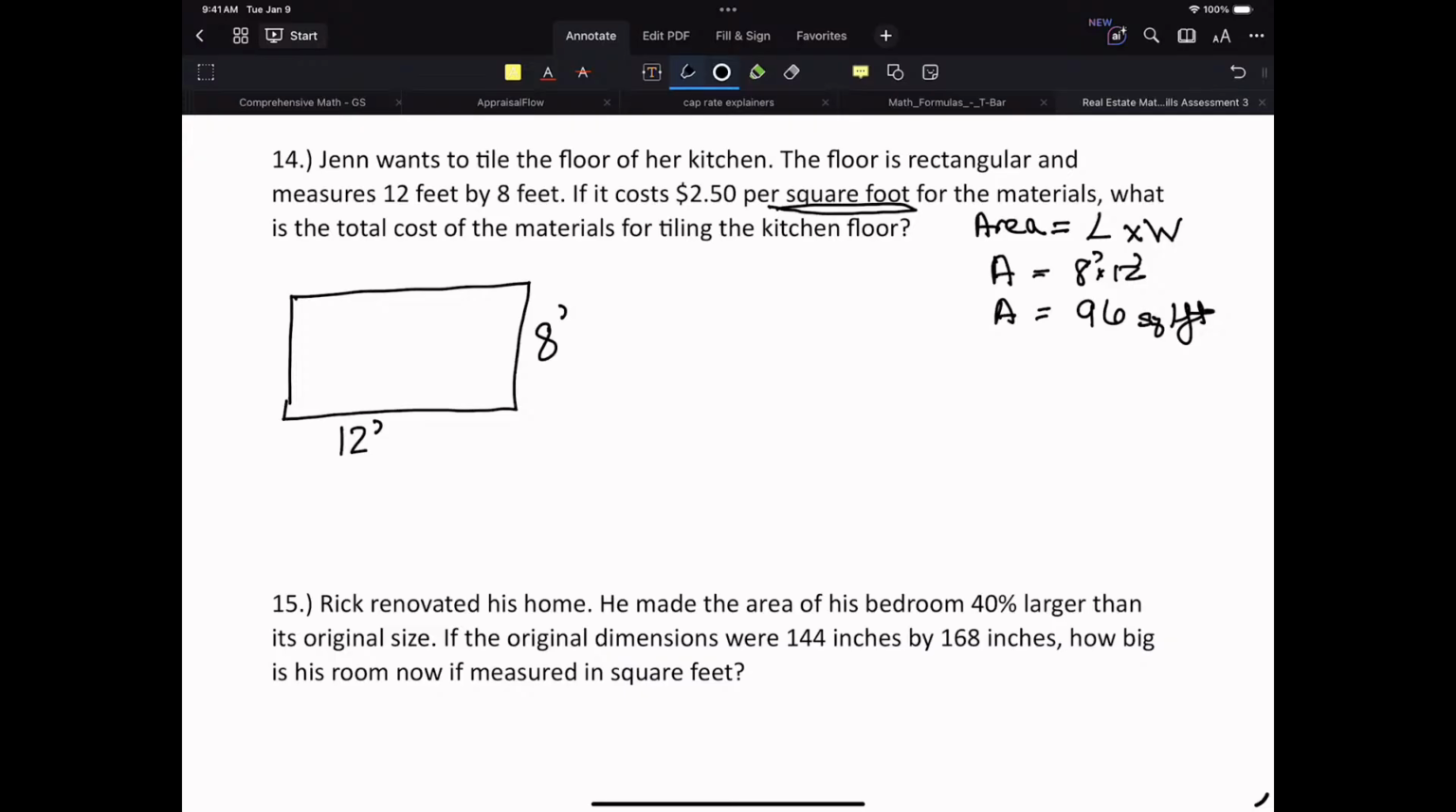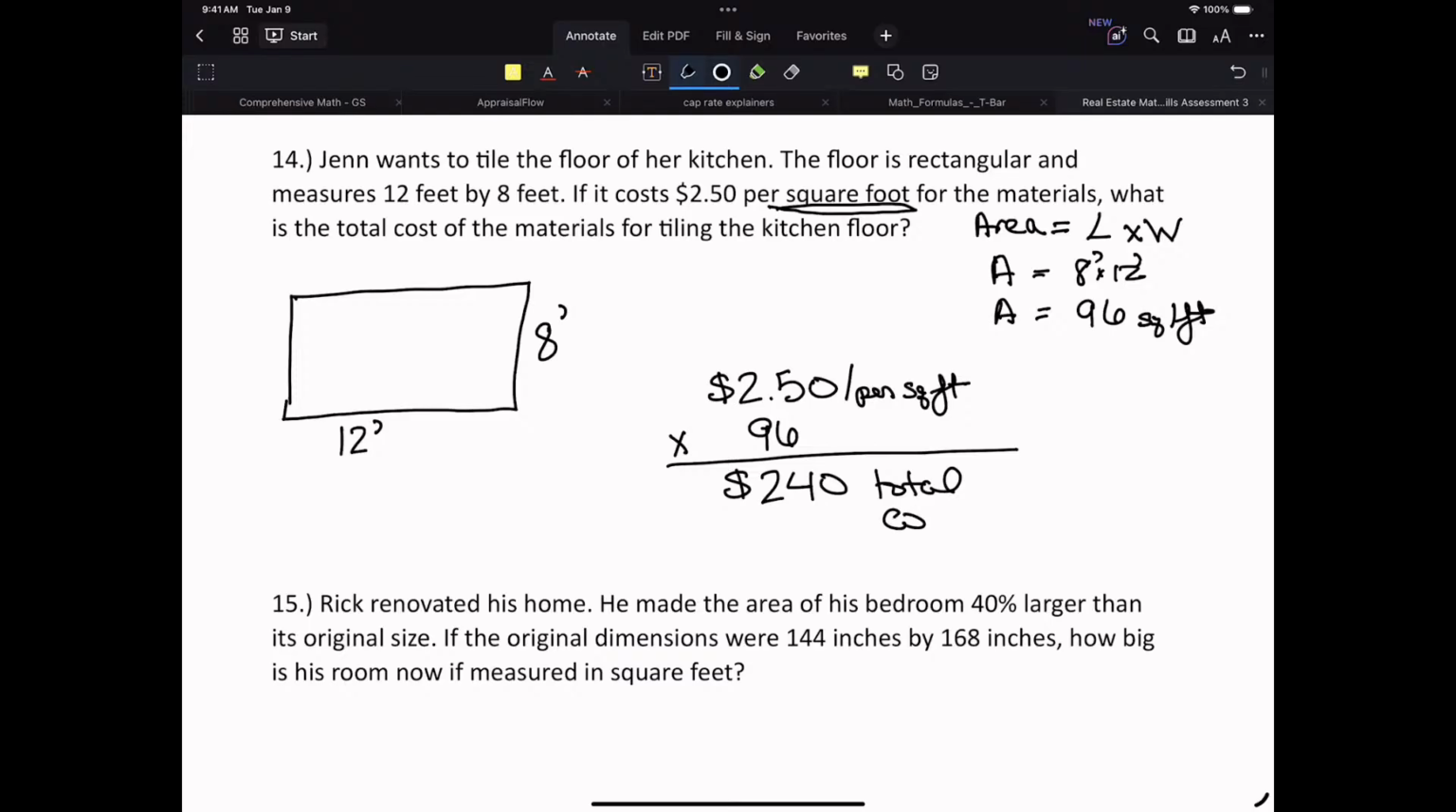So we know there's 96 square feet, and if it's $2.50 per square foot, I'm going to multiply it by 96. 96 times 2.50 equals 240. 240 is the total cost of materials. Whoop, whoop. Again, not too bad. It's not too bad when you look at it.